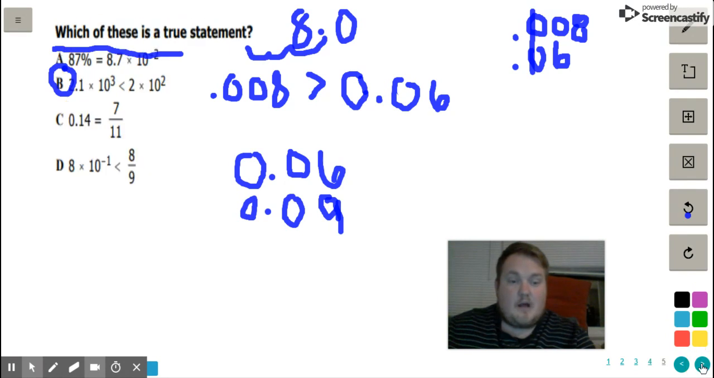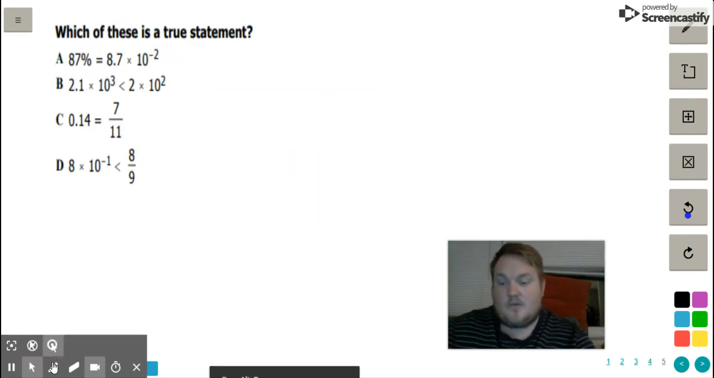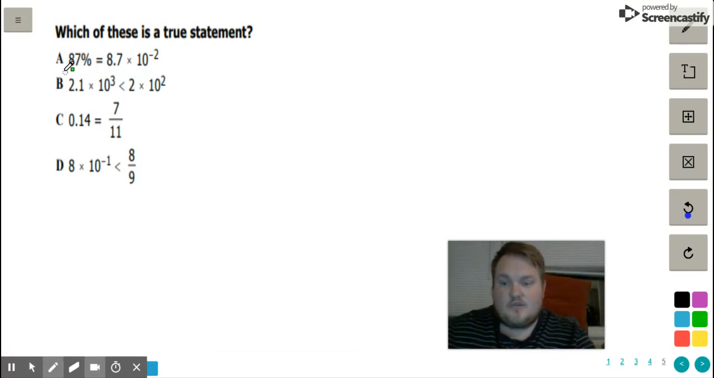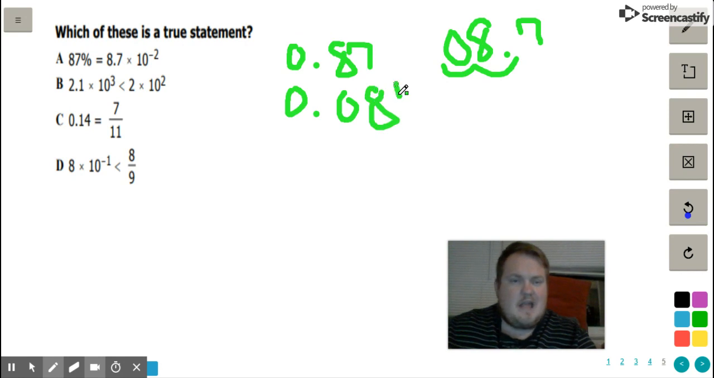And our last problem is, which of these is true? So now we have to work those out again. 87%, move that decimal over twice, and you get 0.87. 8.7 times 10 to the negative 2. You're going to put that in your calculator or move the decimal. And so then you get 0, got to put that 0 there, 0.087. And that's not true, so you can cross that out.